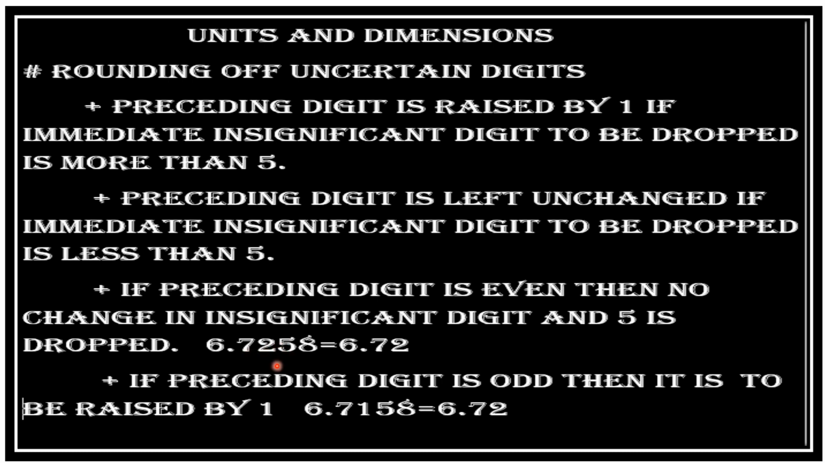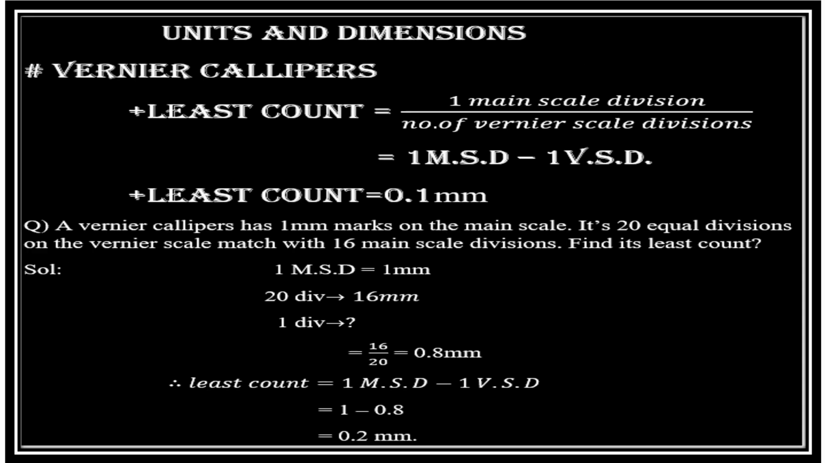Simply we drop 5 and 8. That's it. Here it becomes 6.72. If the preceding digit is odd, then it is to be raised by 1. It is 6.7158. The preceding digit of 5 is 1, so we increase it by 1. It becomes 2, 6.72. Here, friends, let's see another most important topic.